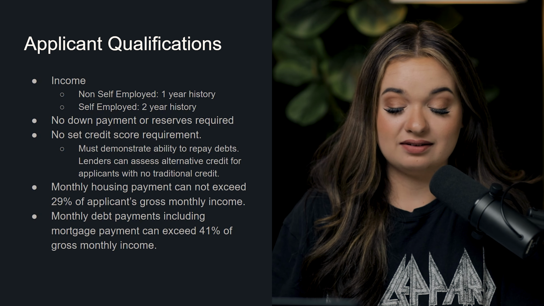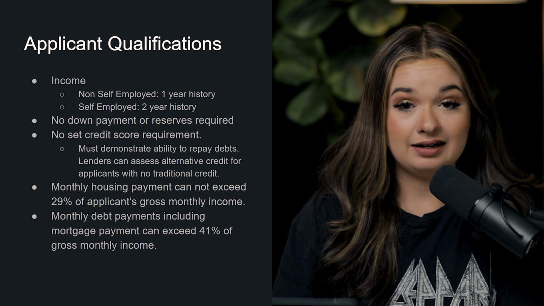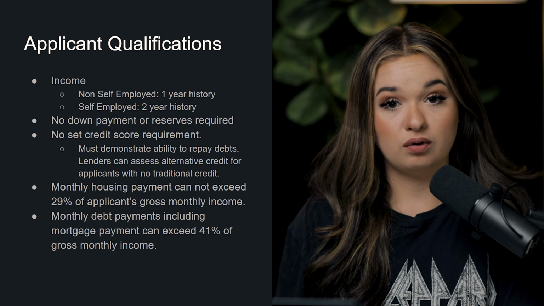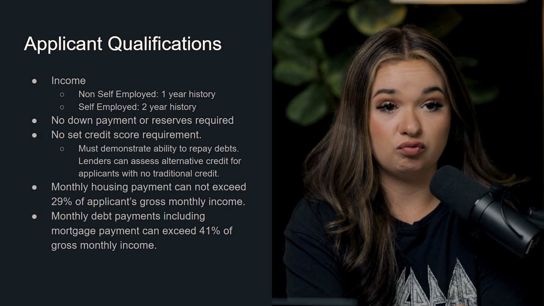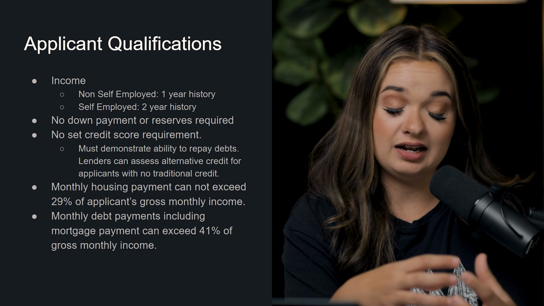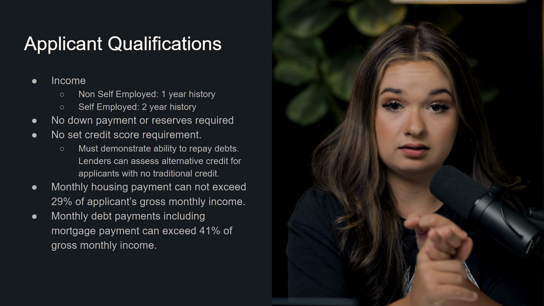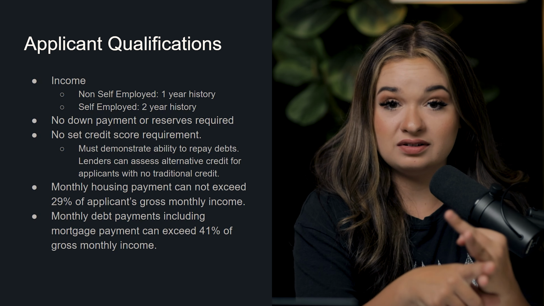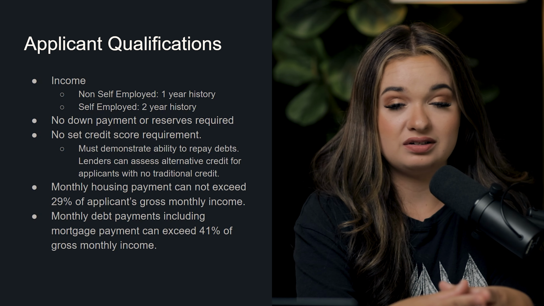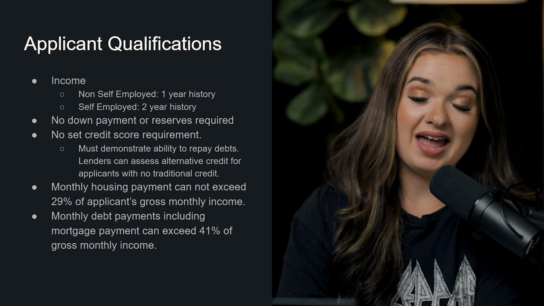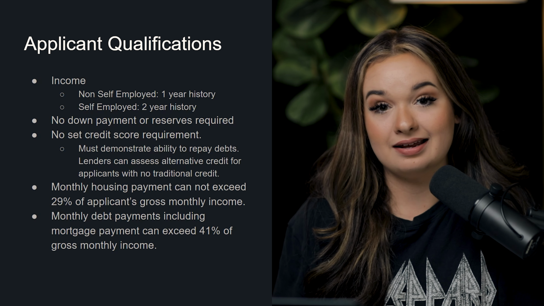They do make a statement saying that the monthly debt payments, including your mortgage payment, can exceed 41% of your gross monthly income. So this ties into your debt to income ratio, where you have certain income coming in and you have certain debt payments that you have to pay out on your car loan, your student loan, your credit cards, things like that. They're saying that all of those debt payments plus your mortgage payment, in this case, can exceed 41% of that gross monthly income. They make that distinguishing statement because for certain loan types, 41% is the cutoff.